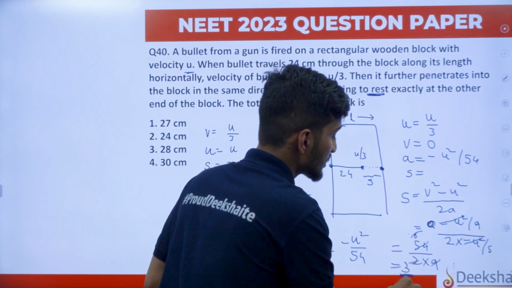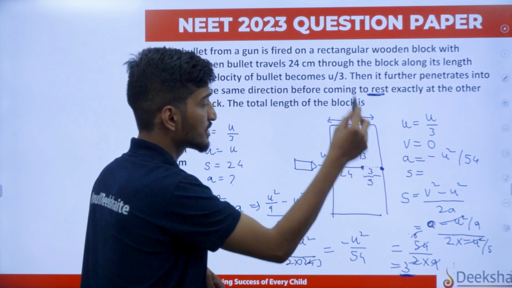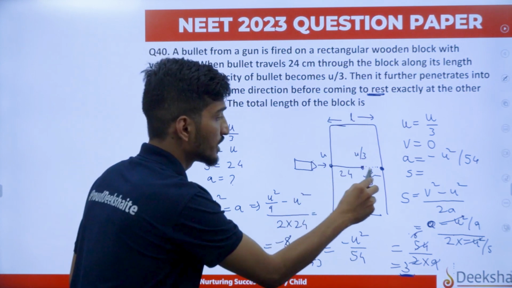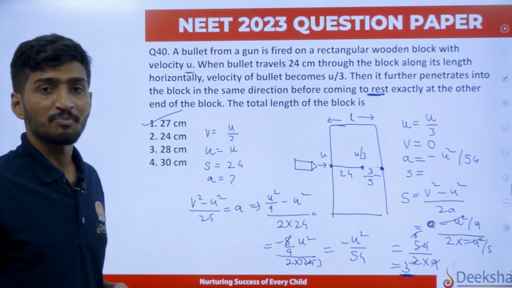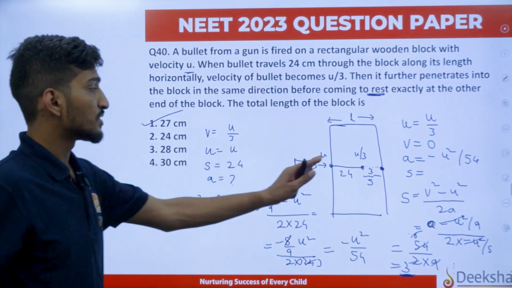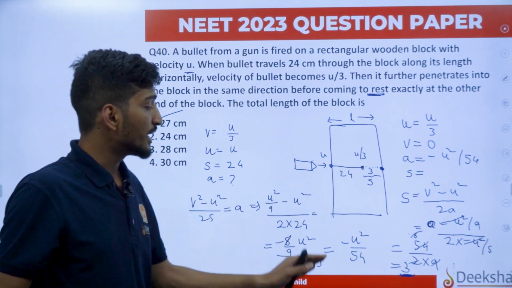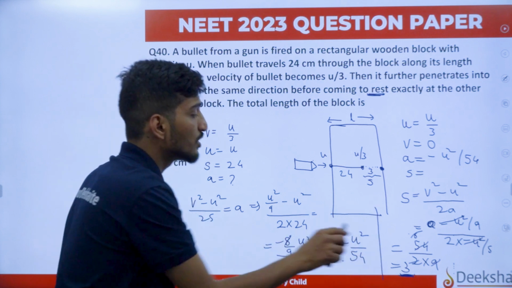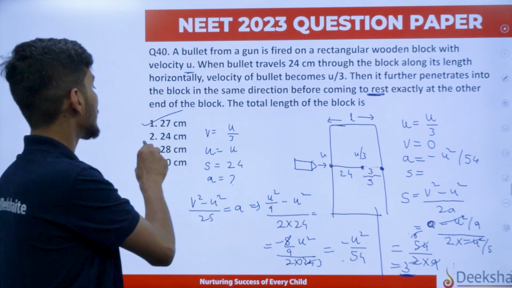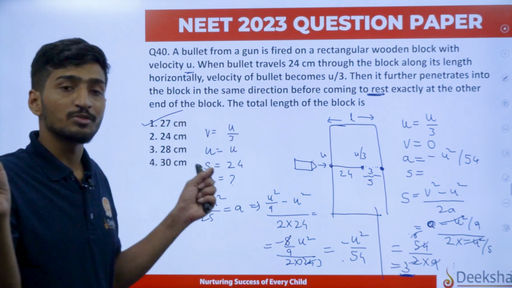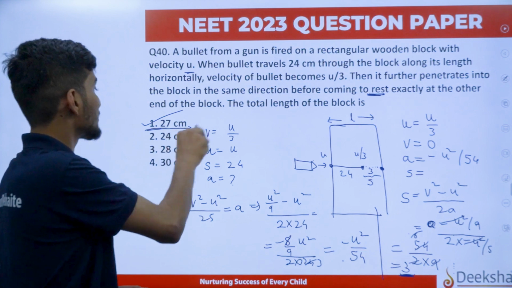So 3 is the answer. So basically what I'm saying is this length is 3 centimeters. So the whole thing is 24 plus 3 or 27 centimeters. Okay, understood what we did here? First analyze the motion from here to here using third equation of motion, and then find out the value of acceleration and use that value of acceleration on the second part to find out the distance, and that comes out to be 3. So the total length of the block comes out to be 27 centimeters. Okay, so that should be the answer.